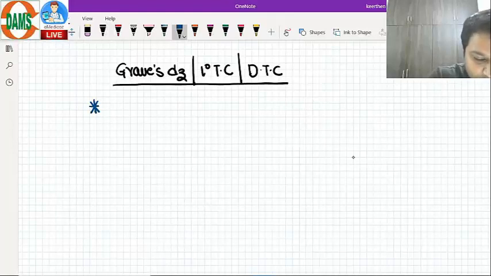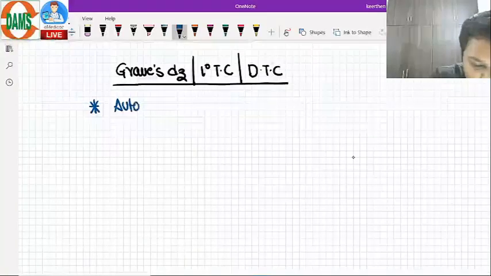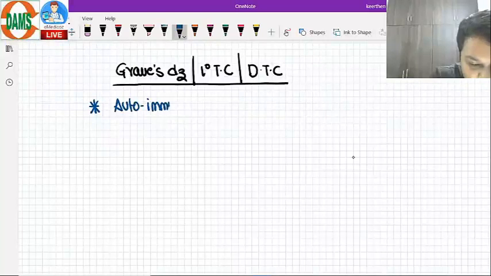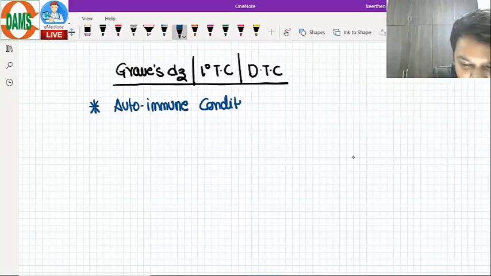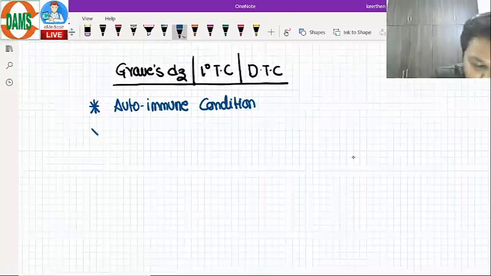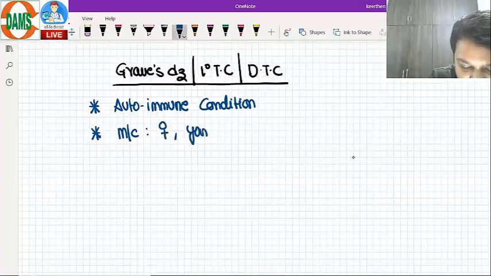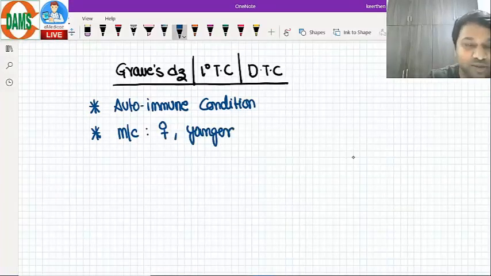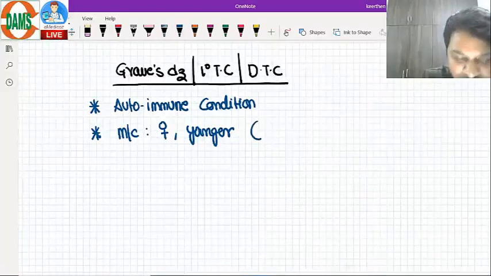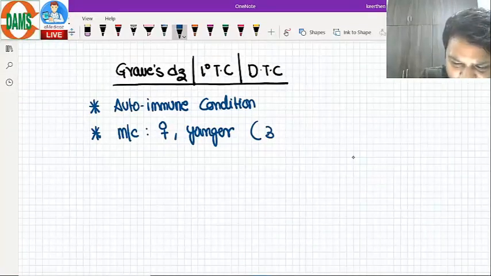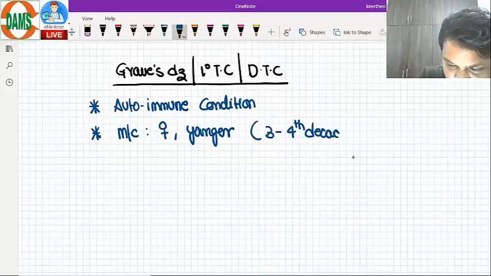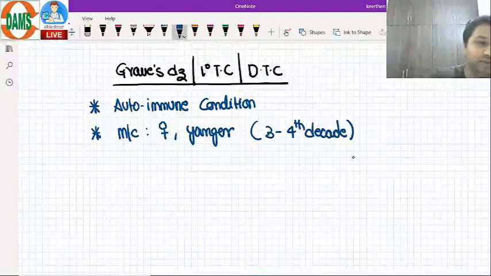if you talk about an etiology, it is an autoimmune disorder. It is an autoimmune disorder and autoimmune condition. Now, we all know that the autoimmune conditions are more common in females, and that too younger female. So, Graves' disease is also seen in younger female. The usual age or the mean age of presentation is 3rd to 4th decade of life.